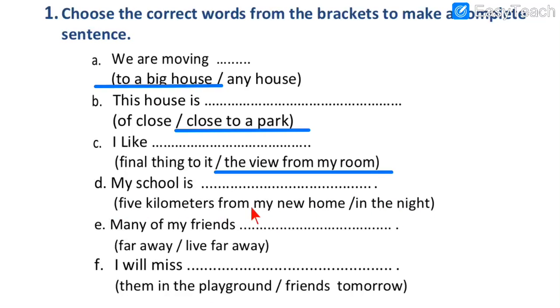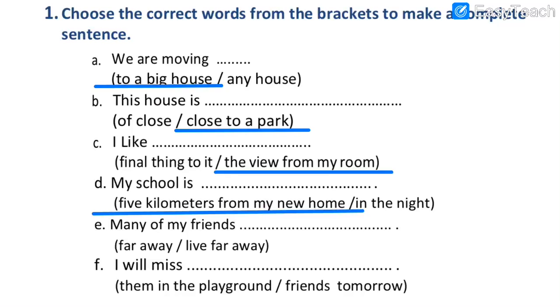My school is 5 kilometers from my new home. It means the distance of the school is 5 kilometers from my new home. So I have marked the first one as the correct option. My school is 5 kilometers from my new home. Here, is is the verb, school is the subject, and the rest of the sentence is the predicate, including the object home.